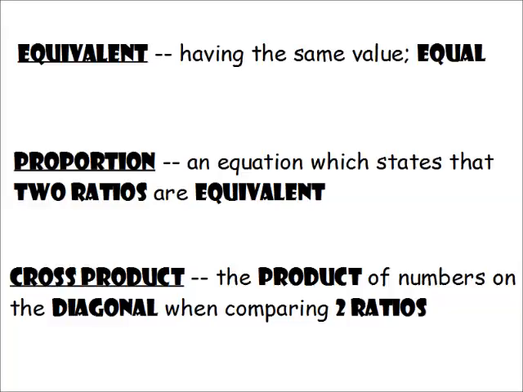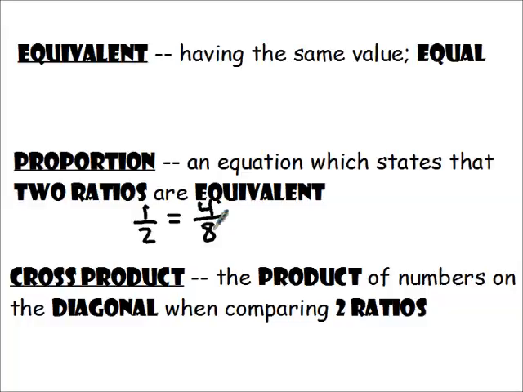Here are the vocabulary words you'll need to know for this unit. Equivalent means having the same value or equal. A proportion is an equation which states that two ratios are equivalent. An example would be 1 over 2 is equal to 4 over 8. That would be a proportion, showing that 1 over 2 is equal to 4 over 8.